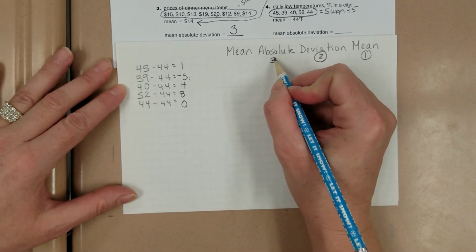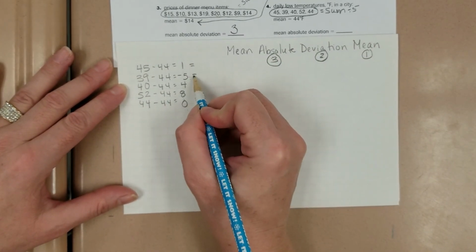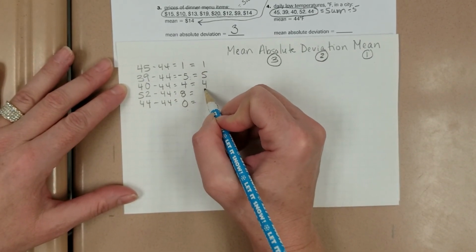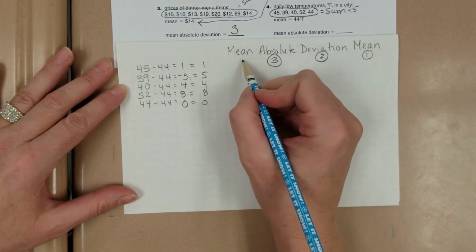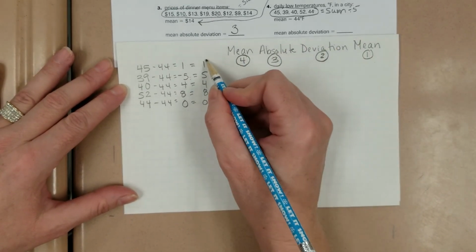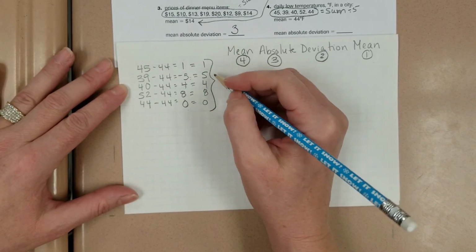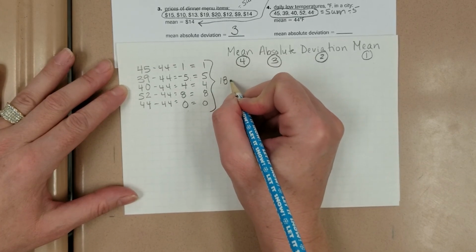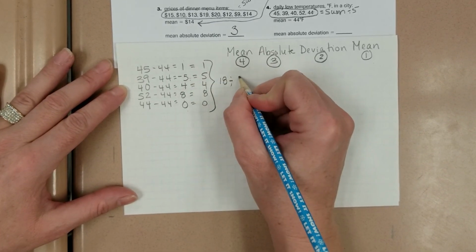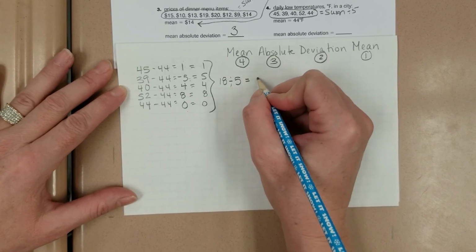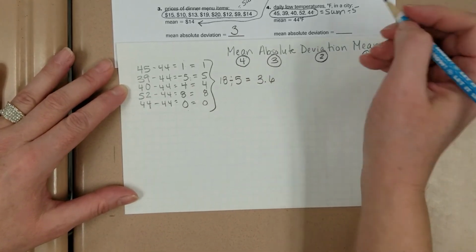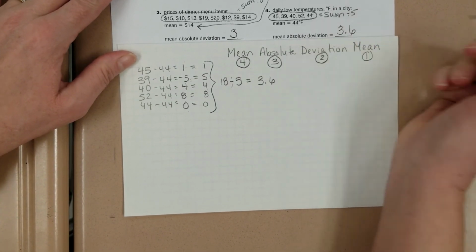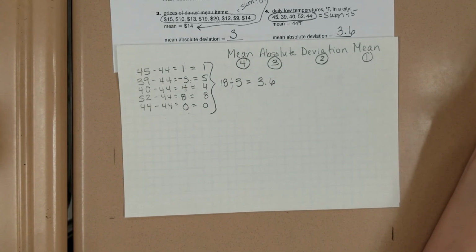Step 3, we're going to convert these to their absolute values. 1, 5, 4, 8, 0. And last, we're going to figure out the mean of those values. So when I add all of these up, I get 18, and I'm going to divide that by 5, and that will give me 3.6. And that's how you calculate mean absolute deviation.